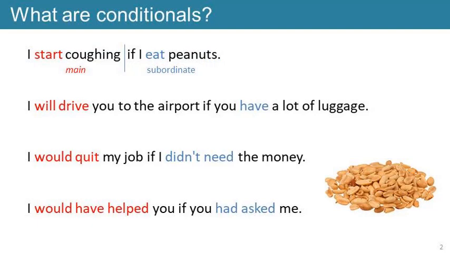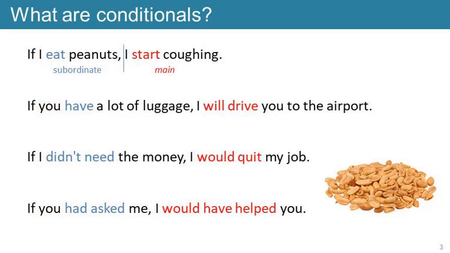So conditional sentences typically contain two clauses, a main clause and a subordinate or dependent clause starting with if. Here are four example sentences. Note that the verb forms in the example sentences in this lesson are red in the main clause and blue in the if subordinate clause. The clauses can be reversed with no change of meaning, as here.